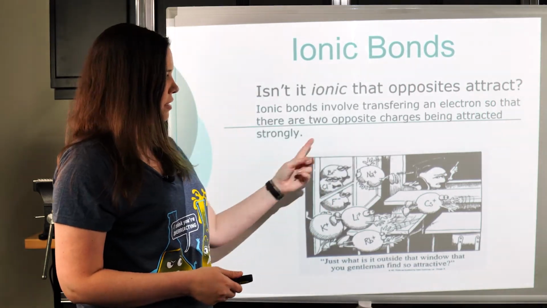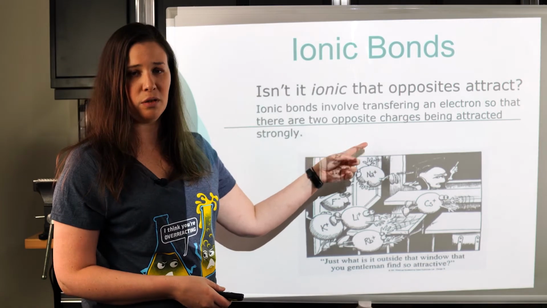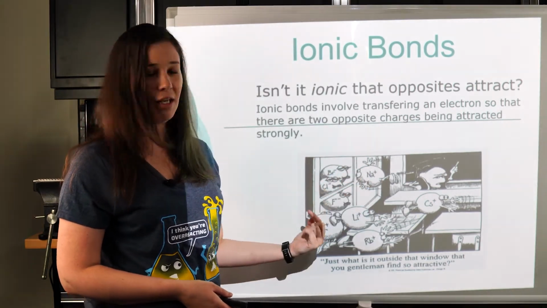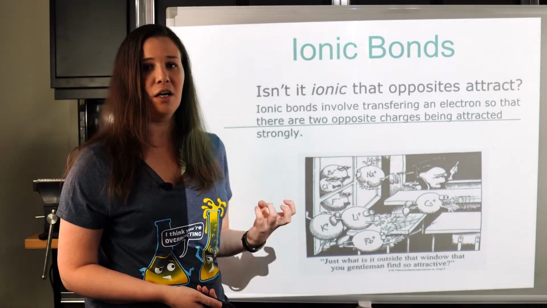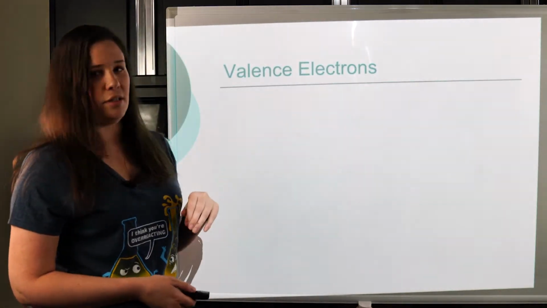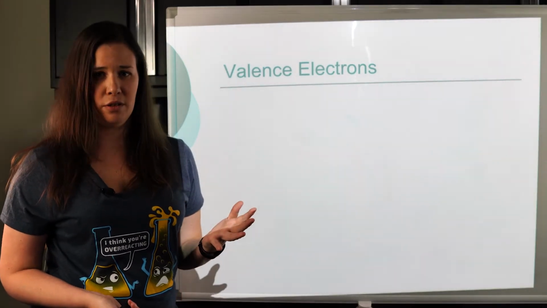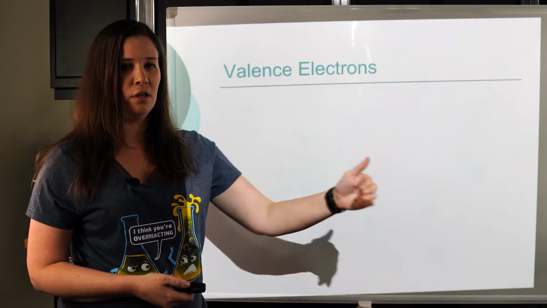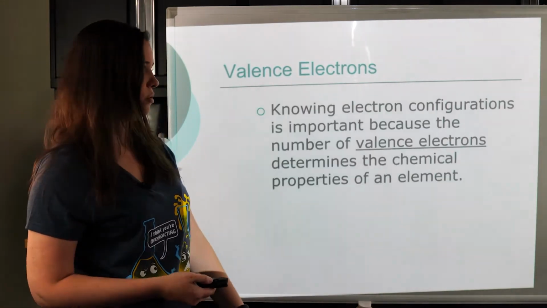So what happens then when you have opposites? Well, as you may know, opposites attract. And so that attraction between the positives and negative is what's going to hold that ionic compound together. So let's talk about valence electrons. Where do you find the valence electrons? Those would be the outermost electrons, the ones that are furthest away from the nucleus.